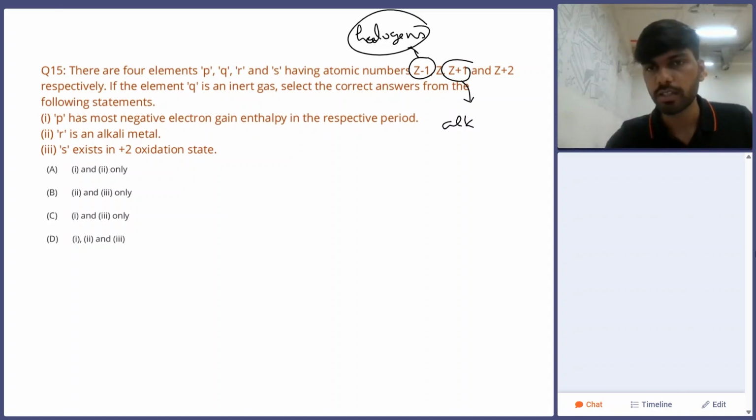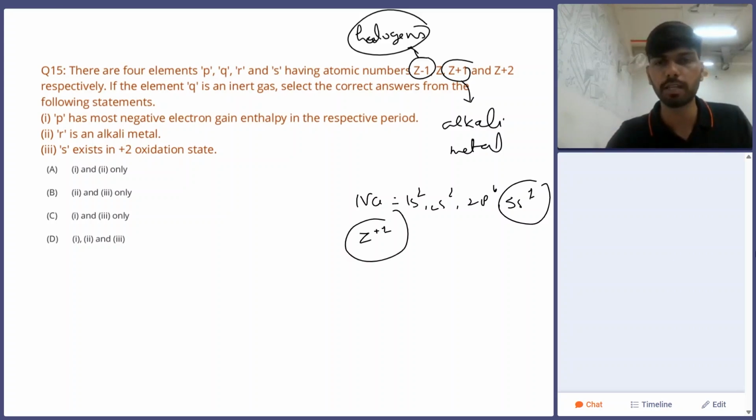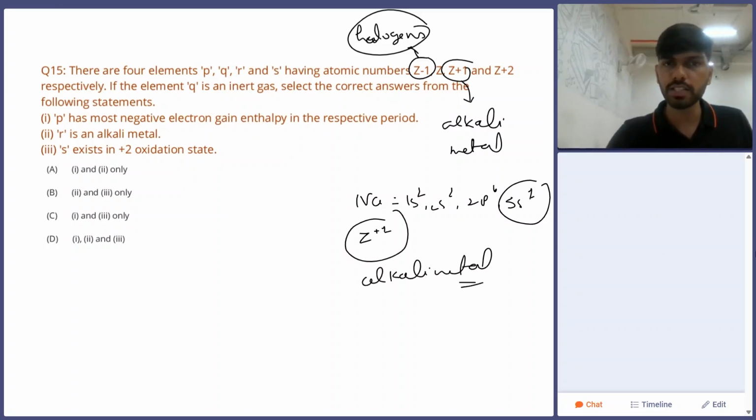So this is your alkali metal class. Okay. Because if you look at the example of sodium, sodium is basically 1s2, 2s2, 2p6 and 3s1. It easily donates 1 electron. So definitely Z plus 1. This is your alkali metal. Okay. Clear? Now then S exists in plus 2 oxidation state.